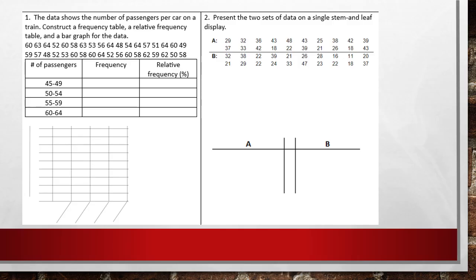So the data shows the number of passengers per car on a train. Construct a frequency table, a relative frequency table, and a bar graph for the data. So then it gives us all of that data. So first thing we want to do is go through and count how many of each number that we have. So if you go through and add all of these up, I would just count how many there are. There are 36 total.